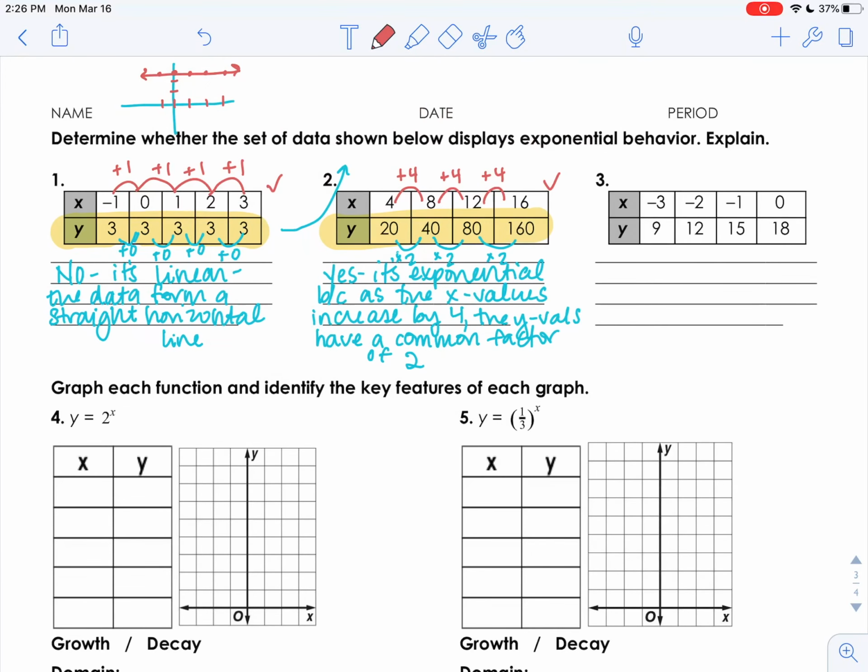So finally, let's take a look at number 3. We're going to start with the x values. I've got -3, -2, -1, 0. So it looks like we're following a pattern of +1 each time. So that is a constant increase. So I want to look at a pattern in my y's.